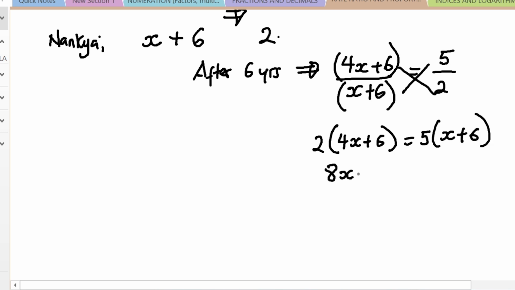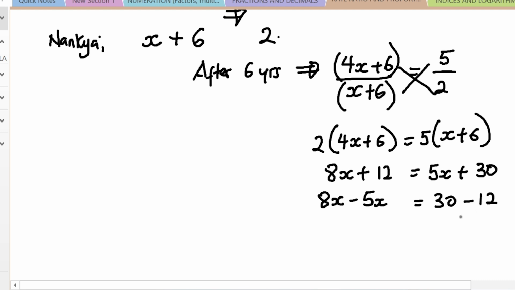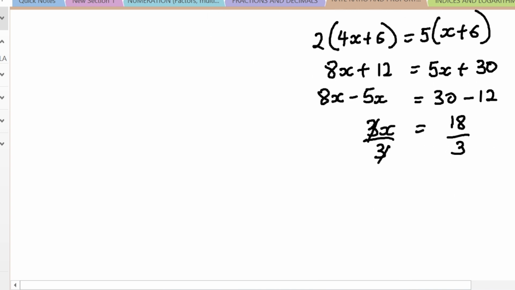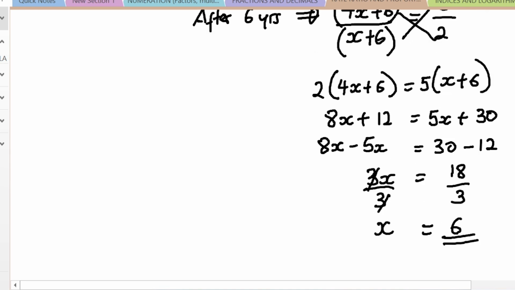This is 8x plus 12 giving us 5x plus 30. So collecting like terms, this is 8x minus 5x giving us 30 minus 12. And definitely this is going to end up being 3x equal to 30 minus 12, which is 18. When I divide both sides by 3, I will end up with my value of x as 6. Now that I know that my value of x is 6, let's get back.